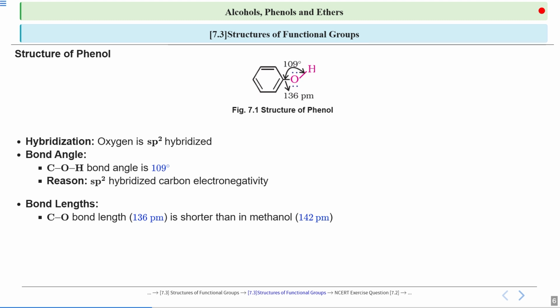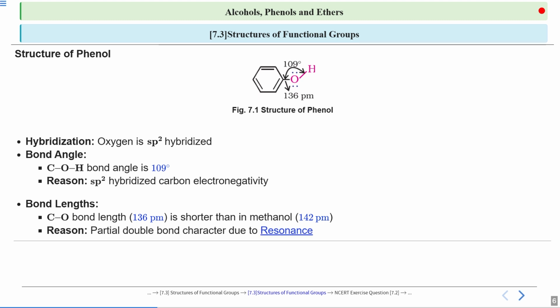Why is it so? Why is the CO bond length in phenol shorter than in methanol? The reason behind this is the partial double bond character due to the resonance shown by the benzene ring. So the bond length of CO is slightly less than in methanol due to the partial double bond character, due to the conjugation of the unshared electron of oxygen with the aromatic ring. And the carbon is also sp2 hybridized, which causes the angle of COH to be 109 degrees. So this is about the phenol structure.